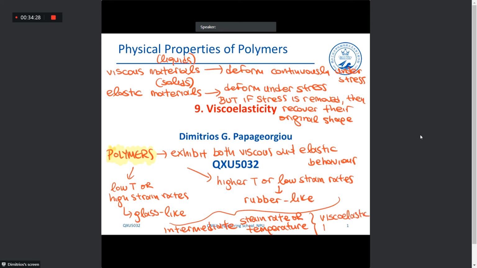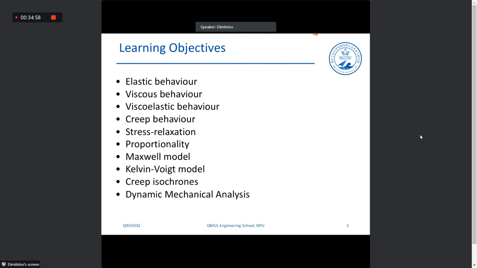Okay? A bit messy slide, but don't worry, I'll provide this to you. Okay, so polymers are viscoelastic materials, and we will see the behavior in terms of the viscoelastic character, essentially. So we will be talking about the elastic behavior and the viscous behavior, obviously, and the viscoelastic, which is a combination of the three. Something very interesting and very important is the creep behavior of a polymer.